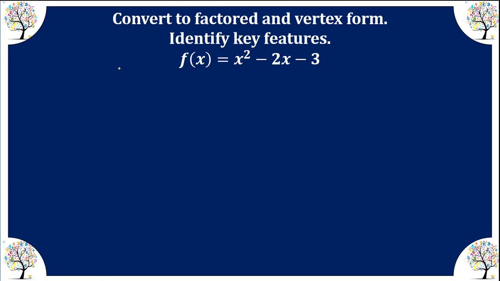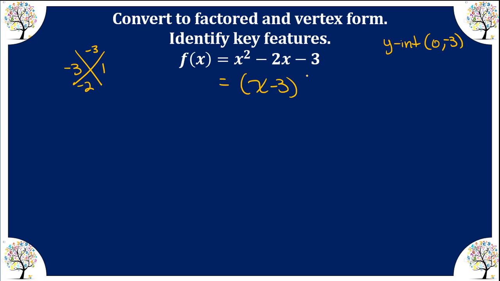Okay, now we are going to convert some equations to the different forms. So we have here standard form. So we know the y-intercept is 0, comma, -3. Now let's factor it out to put it in factored form. Our a is 1. So we have a times c and then our b value. There's no GCF. So what times what gives us -3 but adds to -2? So that's going to be -3 and 1. So we have x minus 3, x plus 1. So this is factored form. So our two roots, if we were to set these each equal to 0, would give us -1 and 3.